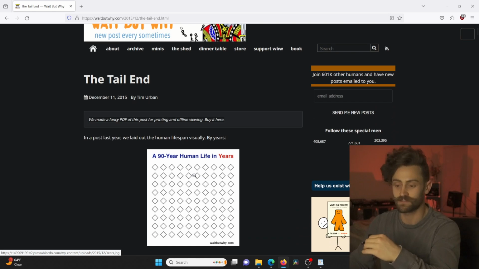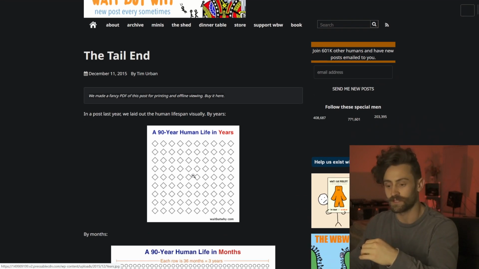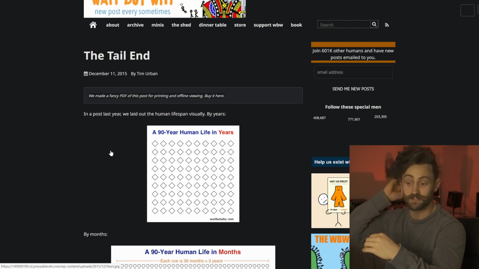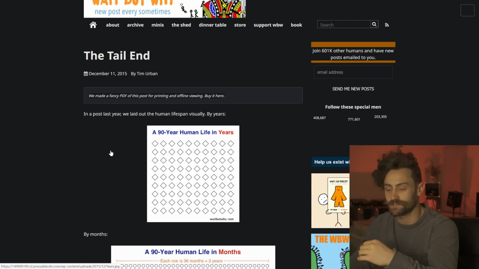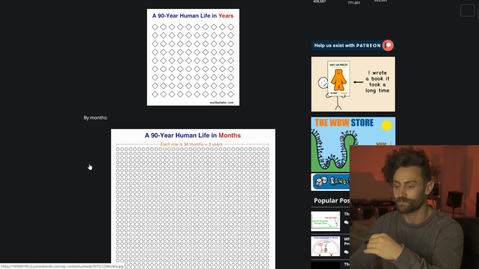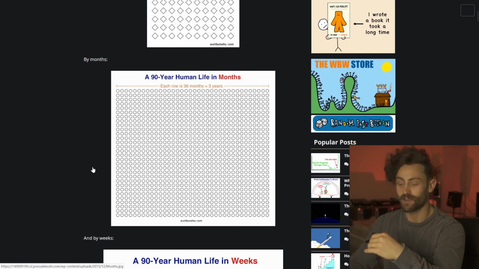In a post last year, we laid out the human lifespan visually by years. A 90-year human life in years. All right, pretty self-explanatory. It's what you would expect. By months, each row is 36 months or 3 years. Okay, that seems like a lot just looking at it. Because each row is 3 years and not one.